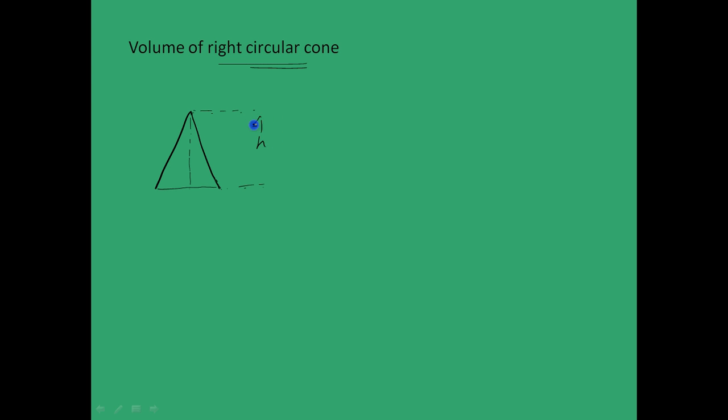So if this were a cone of height h, remember that height and slant height are different concepts. Refer to the last lecture to get a clarification. And if this were having a base of radius r, we're simply going to state the result here. The volume of a right circular cone is equal to 1 by 3 into pi r square h.